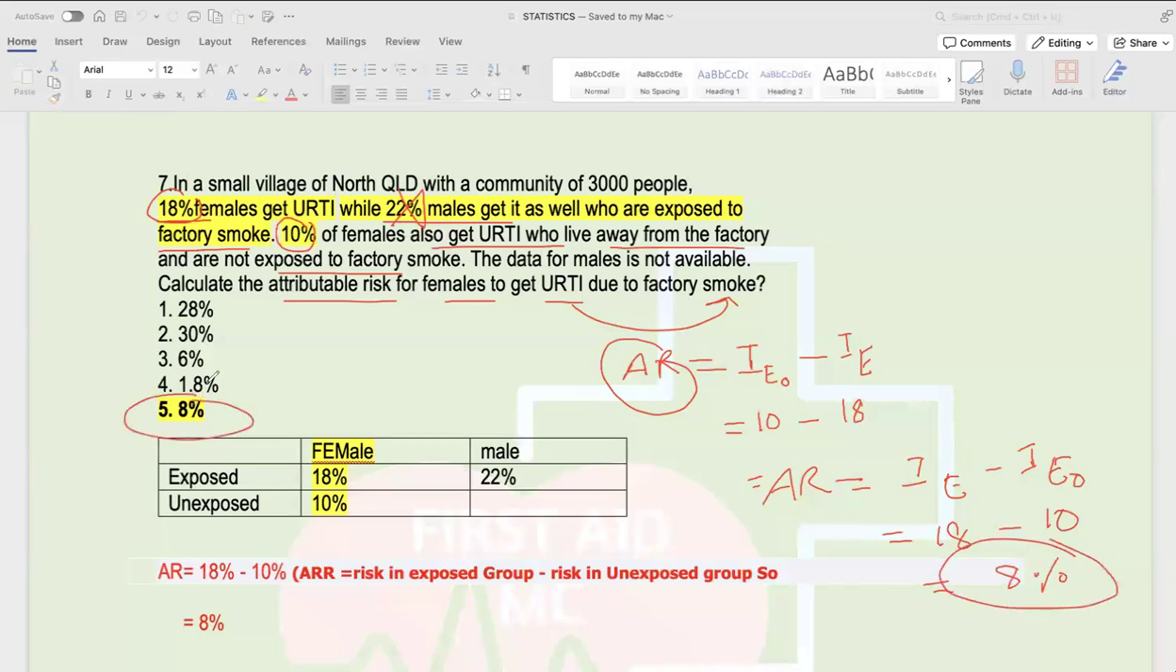Okay. So when percentage is given, it's very easy. But sometimes we need to find out the percentage, then it becomes a bit tricky. Okay.